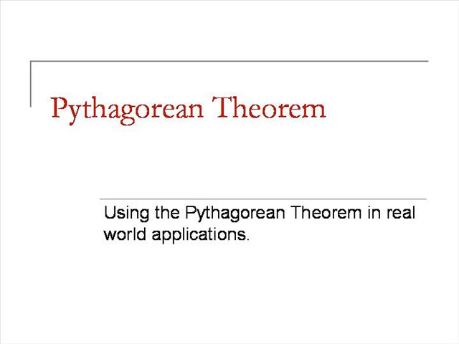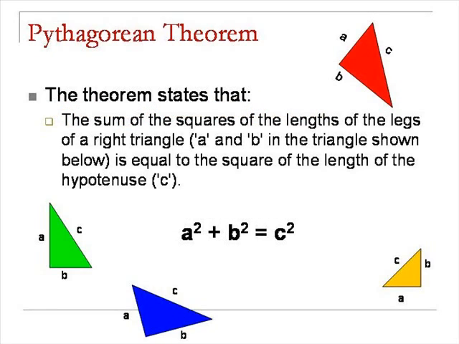The Pythagorean Theorem. The Pythagorean Theorem states that the sum of the squares of the lengths of the legs of a right triangle, which are A and B in the triangle shown, is equal to the square of the length of the hypotenuse, which is C.